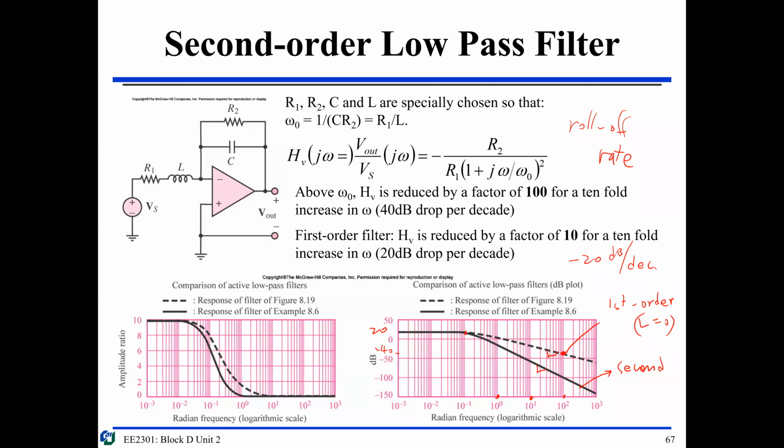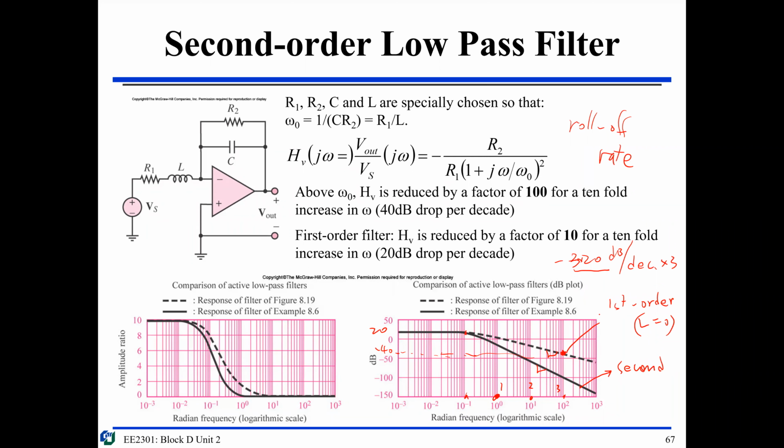So I have 3 decades. This is 1 decade, 2 decade, 3 decade. The 3 decade in here should correspond to around 40, then 40 plus 20 is 60. So you should times 3, right? So it's 60 dB per 3 decade.